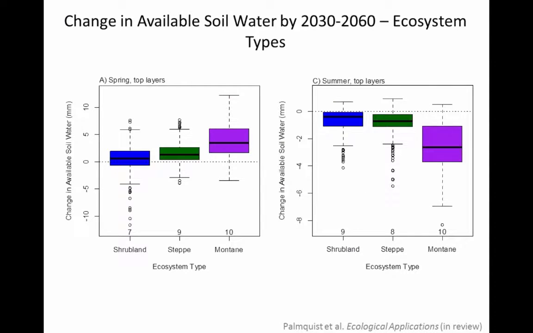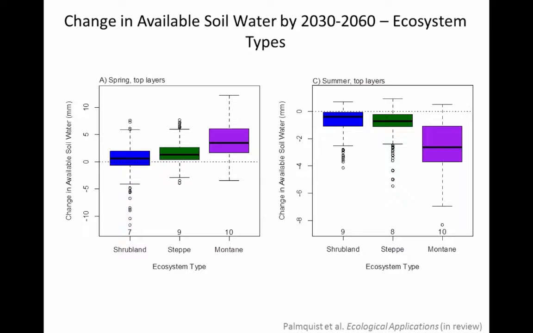Okay, so this series of box plots is showing change from current to future conditions for available soil water. This is water that's available for plants to use, and this is for mid-century. Values above 0 indicate increases in soil water in the future, while values below 0 indicate decreases. The two panels relate to changes for the spring months on the left and changes for the summer months on the right side. And this is for topsoil layers.